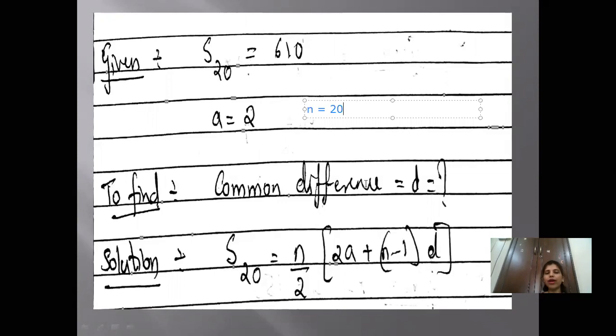Okay, after that to find the common difference d, how much is it? For that we'll be using the S20 formula, the Sn formula, n upon 2 bracket 2a plus n minus 1 d. As we want to find S20, we'll be substituting here 20. Okay, so now we go to the next slide.